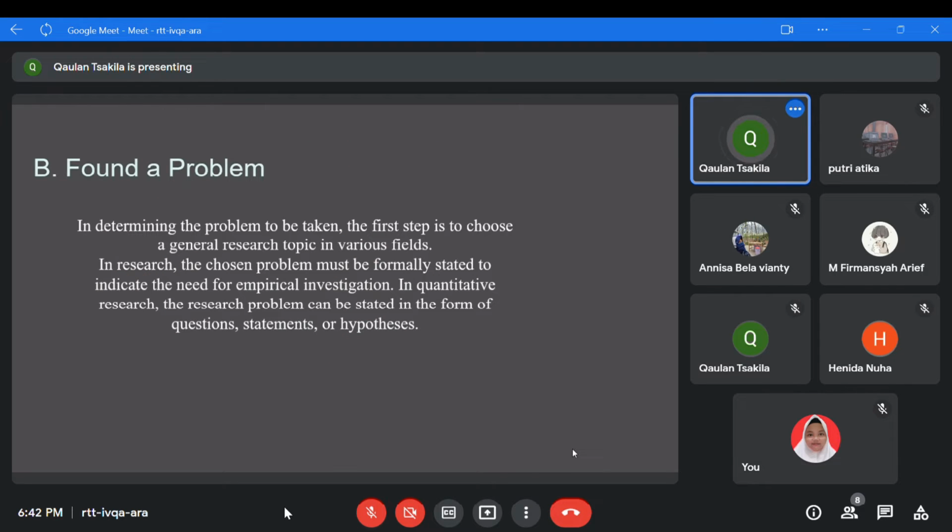B, found a problem. In determining the problem to be taken, the first step is to choose a general research topic in various fields. In research, the chosen problem must be formally stated to indicate the need for empirical investigation. In qualitative research, the research problem can be stated in the form of questions, statements, and hypotheses.